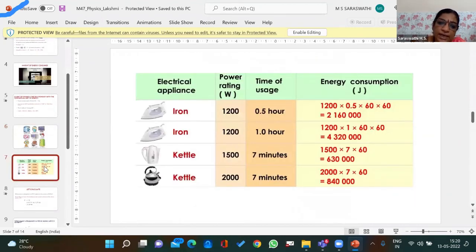So they have given the power rating as 1200 watts. Time usage is 0.5 hour. What will be the energy consumed? Two ways you can express it. This is all in joules.